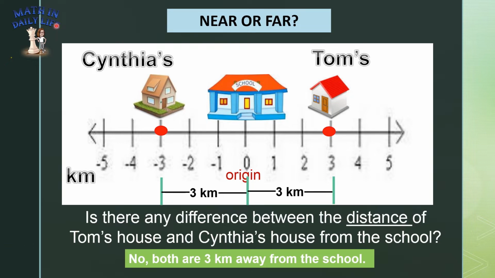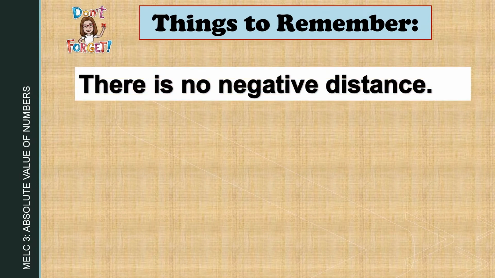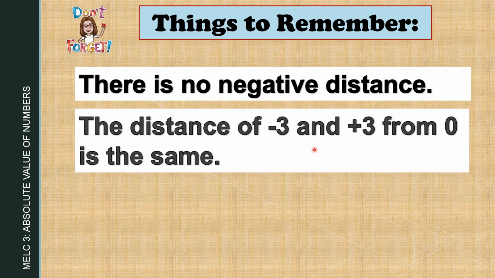Get it? Good work. Now, what's the point here? The distance disregards the direction. There is no negative distance. These are the things that you have to remember. First, there is no negative distance. The distance of -3 and +3 from 0 is the same.